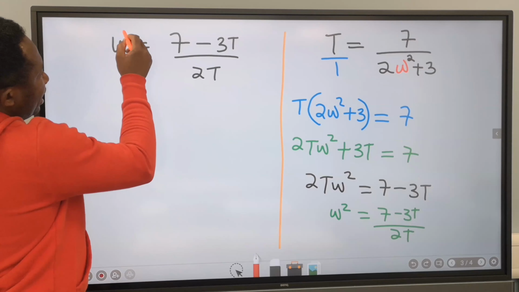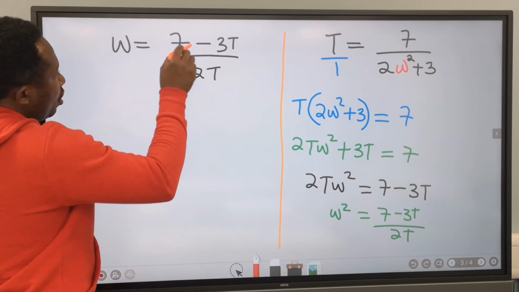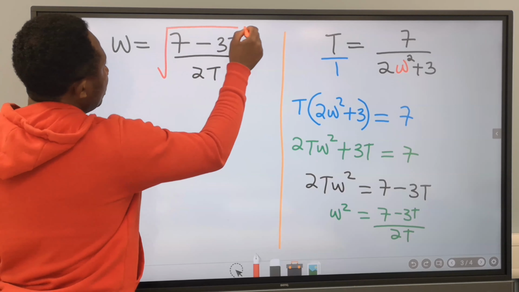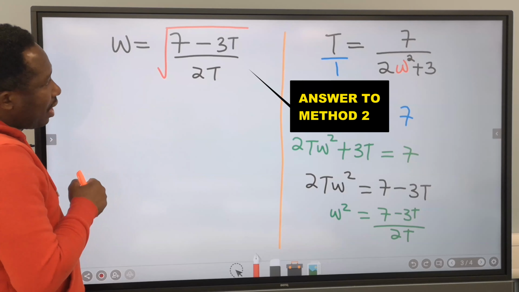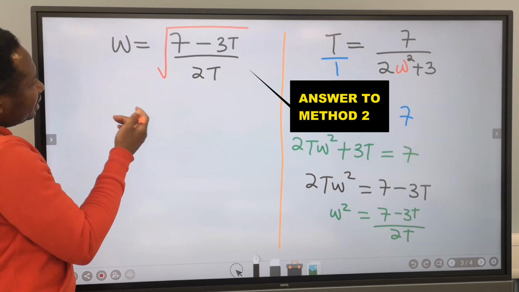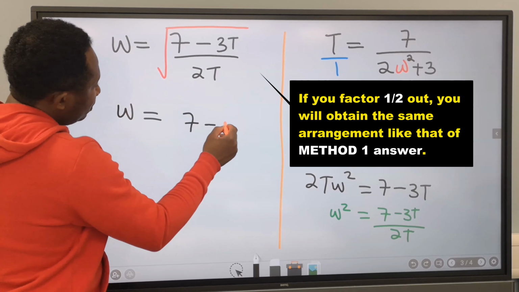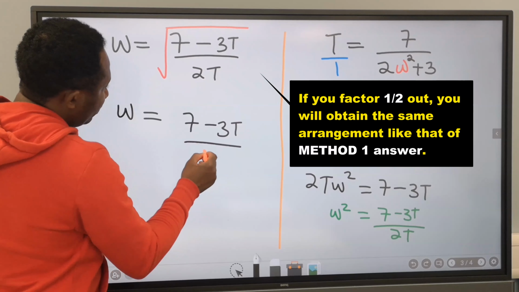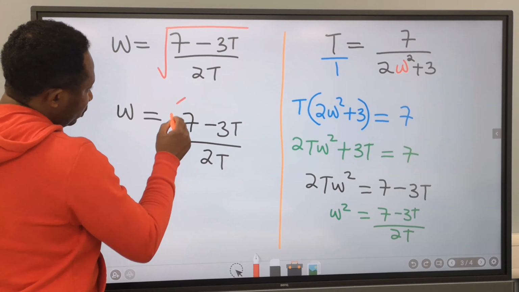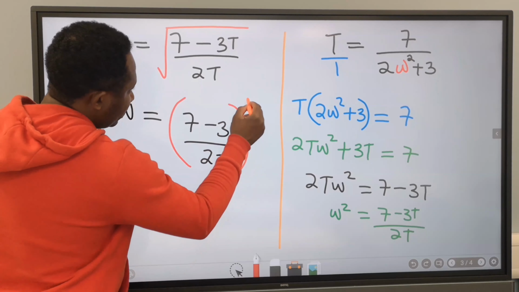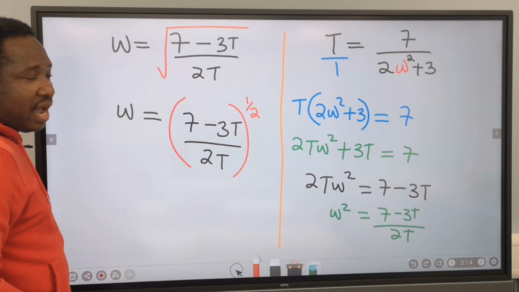I have w squared here. If squared leaves the equal sign, on the other side is going to be a square root. This becomes our answer. I can rearrange this to be w is 7 minus 3t divided by 2t. And instead of this square root, I can put this in brackets to the power of 1 over 2. This and this are the same.